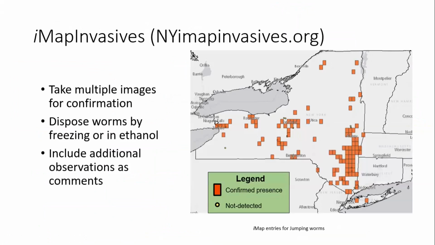So you can upload that presence or not detected records to iMap. When I do my research, I often will have a paired invaded, uninvaded site, so I use that not detected data just as much as the detected data. Multiple images for confirmation is great, but you can just submit one. You can then dispose of any of those worms by freezing or putting in ethanol. Those are on the continuum towards the least painful way to euthanize the worms. And if there's any additional observations, you can definitely put that in the comment section.